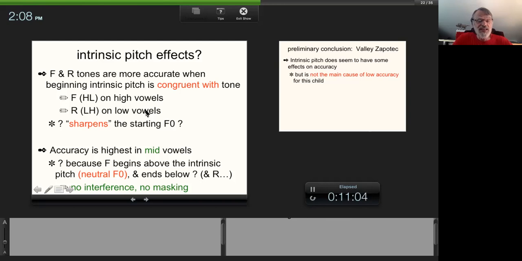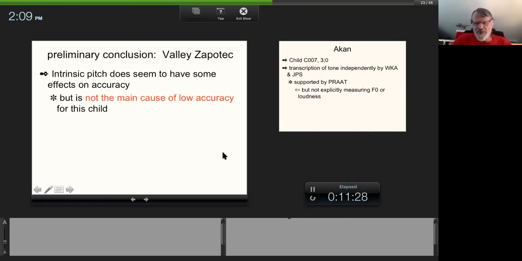In addition to that, they were more accurate in mid vowels than in other vowels, which is interesting because mid vowels have the neutral fundamental frequency for that particular child, and a falling tone starts above it and ends below it. There's no interference, there's no masking. And so maybe that makes it easier to get it right without that interference. We conclude that there's some effect of intrinsic pitch for Valley Zapotec, but it doesn't really seem to be the main cause of the low accuracy in this child.